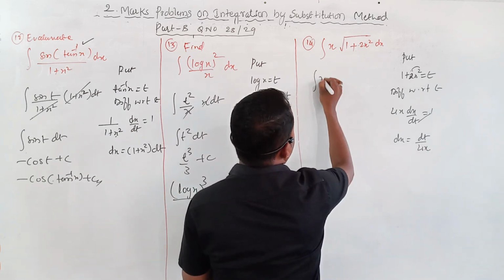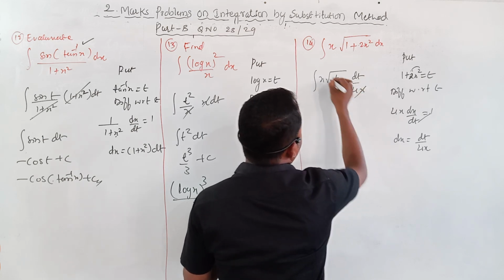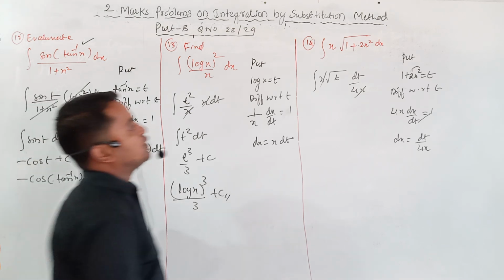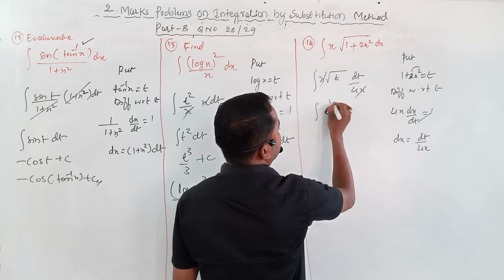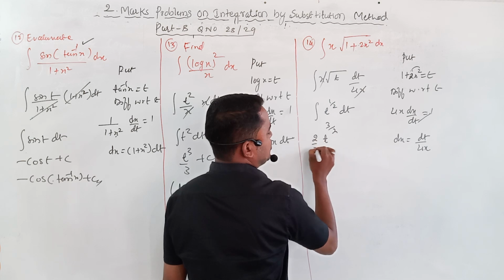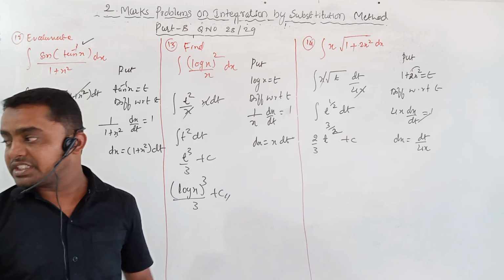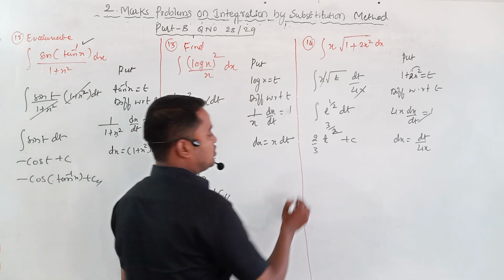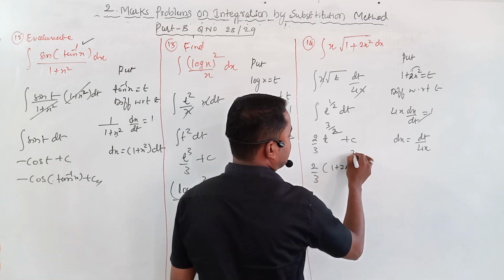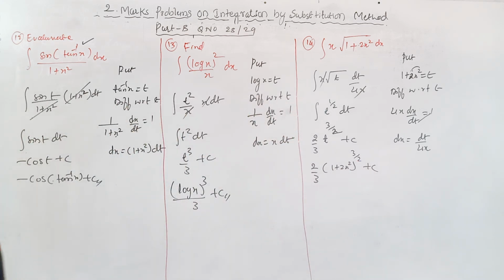Now come to here. This is x, this is root t. Now dt by 4x, this x cancels. Now the integration of root t: root t means t raised to 1 by 2 dt, so t raised to 3 by 2. Its reciprocal is what? 2 by 3 plus c. 1 plus 1 by 2 is what? 3 by 2, and its reciprocal is 2 by 3. Now what is the value of t? 1 plus 2x square raised to 3 by 2 plus c. This is the final answer.